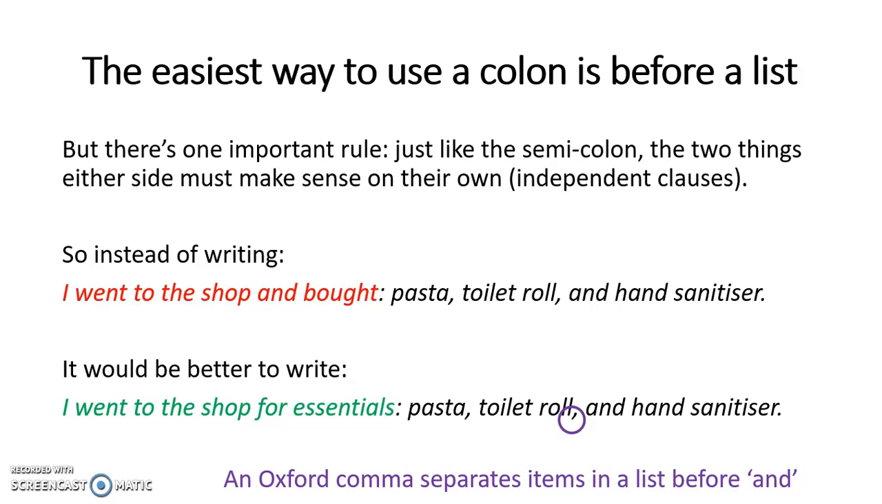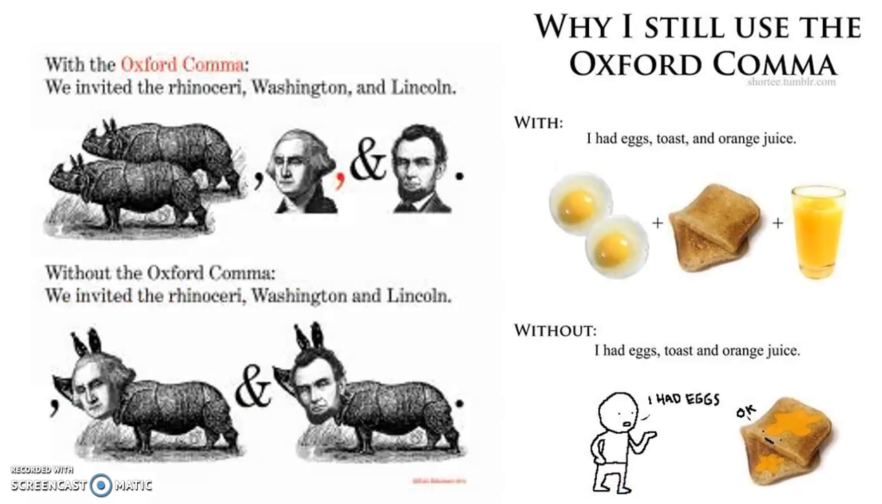And I'm just going to show you two images that remind us why the Oxford comma is really important before an 'and'. So here we have invitations. We've got invitations going to the rhinoceri, to George Washington, and to Abraham Lincoln. And if you use a comma, then you separate those three invitees, if you will, into three separate people who are standalone figures. However, if you don't include that Oxford comma in that bottom picture, then it suggests that the rhinoceri were Washington and Lincoln. Okay, we invited the rhinoceri, Washington and Lincoln.